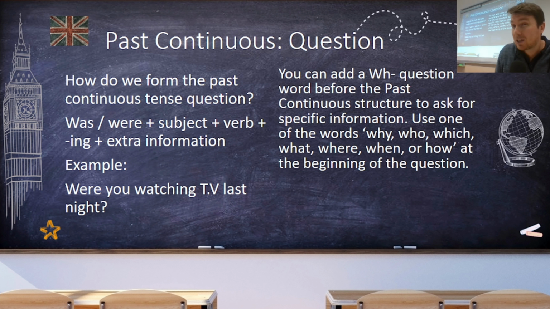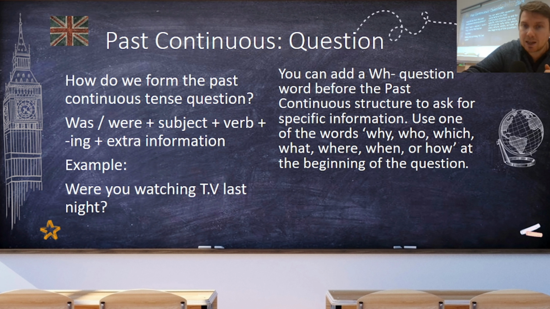We have a little bit of extra information for you. You can add a WH question word before the past continuous structure to ask for specific information. So this is a yes-no question. You either say, yes, I was watching TV. No, I wasn't watching TV. But what happens if we want more information? Well, we use why, who, which, what, where, when, and how. These are the questions we ask in English to get extra information. And what we do is we just put that word at the beginning of the sentence.